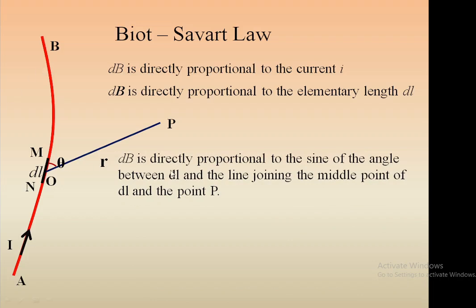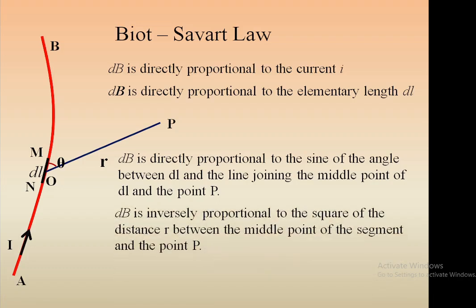dB is also directly proportional to the sine of the angle between dl and the line joining the midpoint of dl and the point P. That is, it is proportional to sin theta, and dB is inversely proportional to the square of the distance r between the middle point of the segment and the point P. Here, as this distance r increases, the value of dB decreases. So this relationship is given by Biot-Savart, and we can write the mathematical expression. dB is directly proportional to I dl sin theta by r square. Here dB is inversely proportional to r square, so r square comes in the denominator.